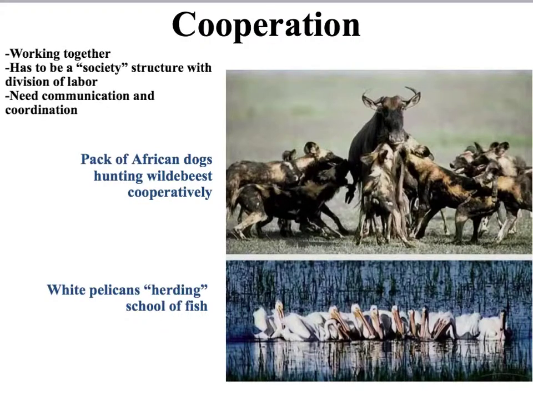The next type of behavior that I want to talk about is cooperation, which obviously means working together. So in order for this to work, there has to be a very organized, structured society, and a lot of times this involves division of labor. So here's an example with African dogs, and they're bringing down a wildebeest. So African dogs can bring down prey the size of themselves or smaller pretty easily on their own. But to get bigger prey, they hunt in these packs. And you can imagine to do this, they need to be able to communicate and coordinate in a sophisticated way.